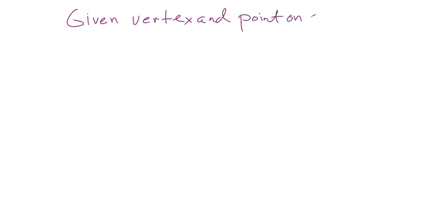So how about given a vertex and a point on the curve? Okay, give me a vertex. 13 and -12? Maybe I'll just pick this so that we get, well, okay, we'll do one. So let's go with vertex 1, -3, and a point at 2, 1.